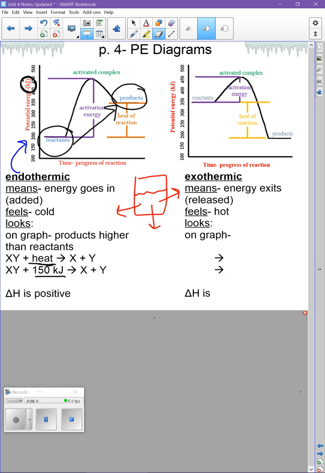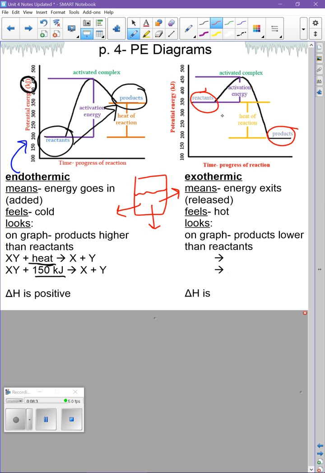The way that it looks on the graph is opposite. Here, the products should be lower than the reactants. That's what we have up here in this example. Products, reactants, we've gone down.